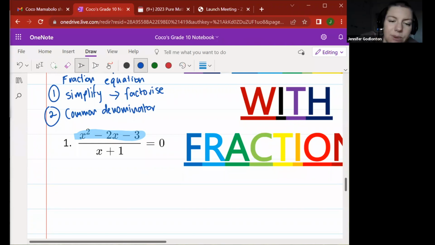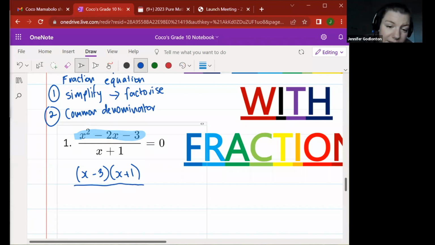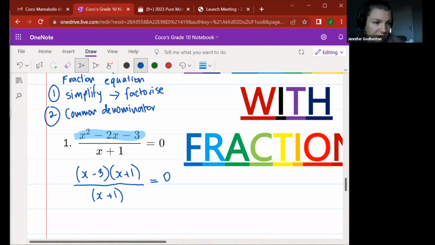X minus 3, x plus 1. Excellent. X minus 3, x plus 1, all over, I'm going to chuck this guy in brackets. I'm just going to say x plus 1 in brackets, and that is equal to 0.